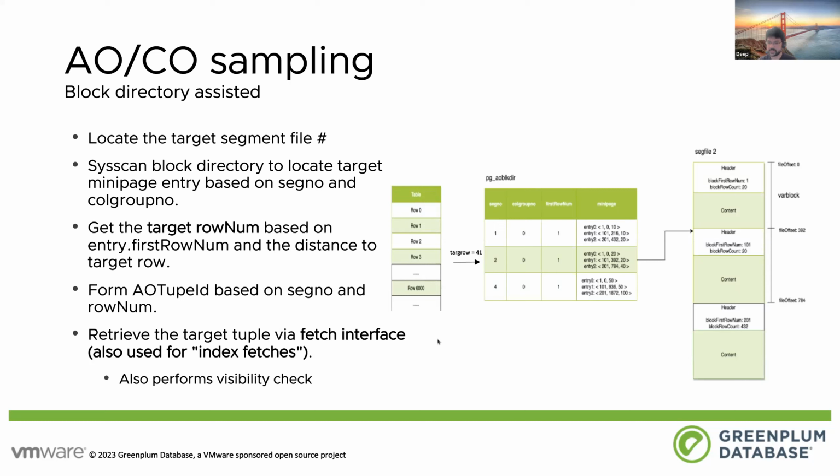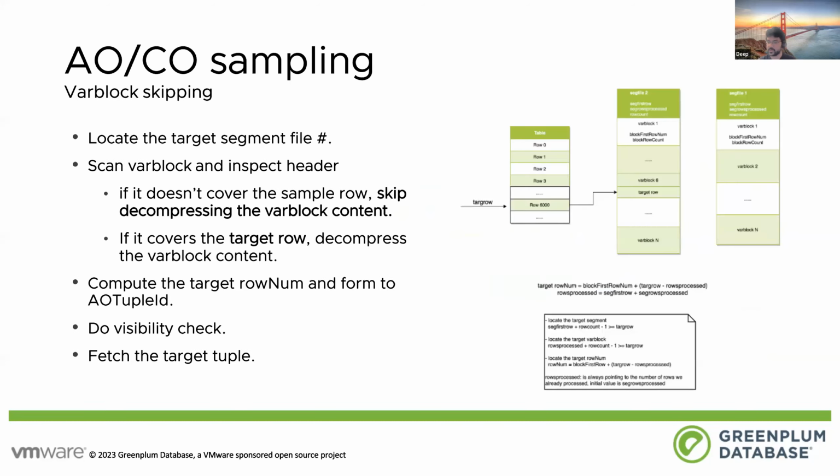And by the way, this also includes deleted rows, so you have to do a visibility check, of course. This is with the block directory, but if you do not have the block directory, let's say you're on row 6000, and that's the starting row number of whatever block. And how do you do this? Let's say this is in var block 6.